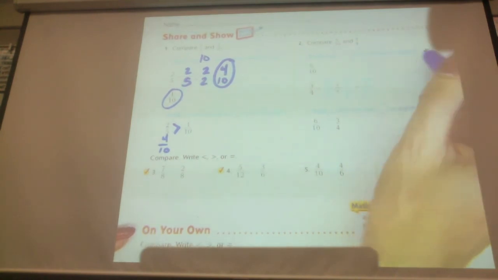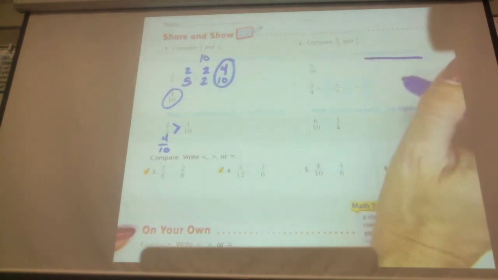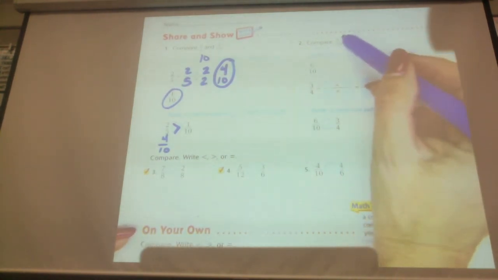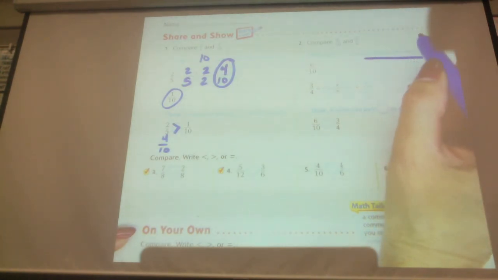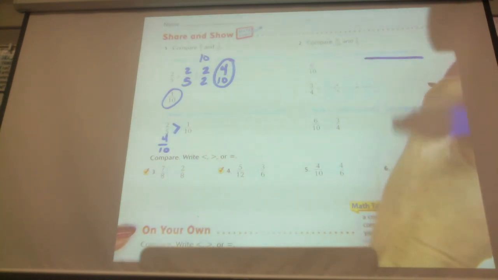Number 2. It says to use a common numerator. So we have 6 and 3 as numerators. What common numerator should I use? Haley. If I have a 6 and a 3, what common numerator should I use?